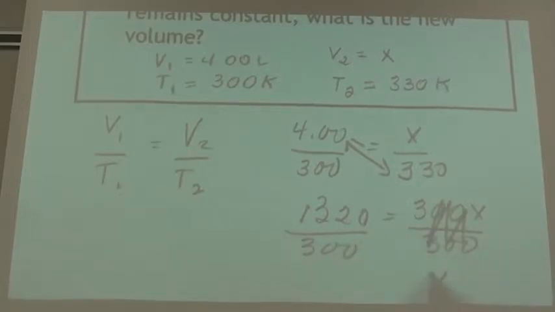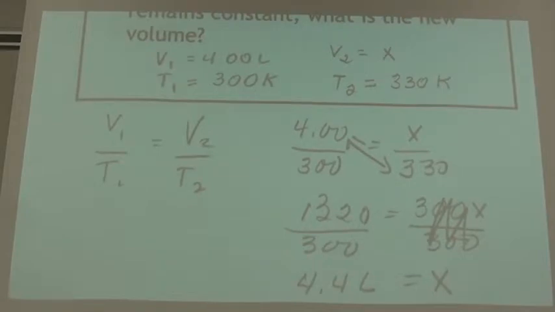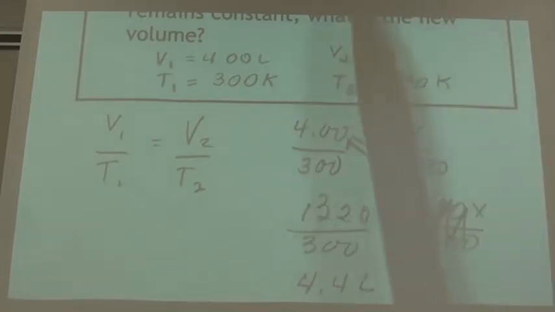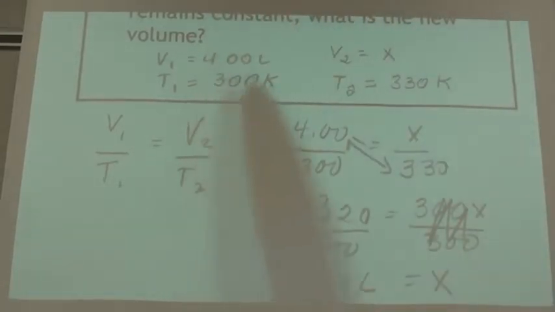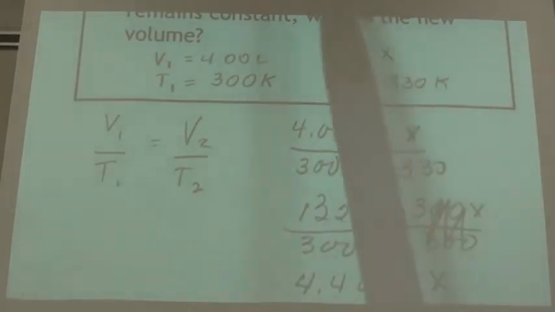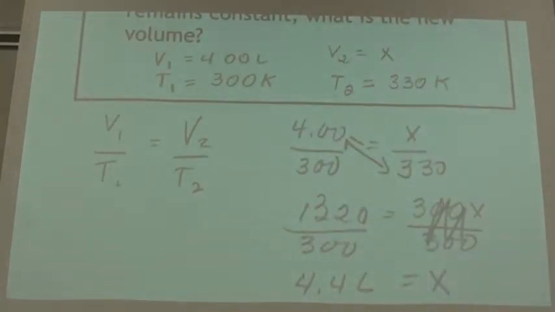This cancels. X is equal to 1320 divided by 300, and that is 4.4. Is that a correct number? Liters. Okay, that works out. 4.4 liters. All right, and we are correct in using 2 sig figs. We have 2 sig figs in these. We're not going to count the sig figs when we convert. So that would be the right number of sig figs.